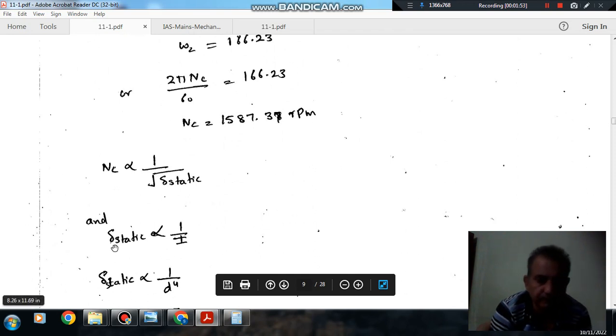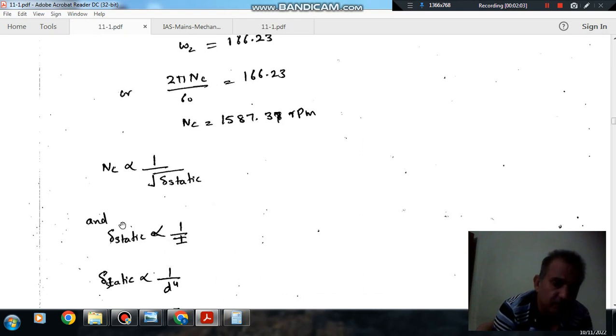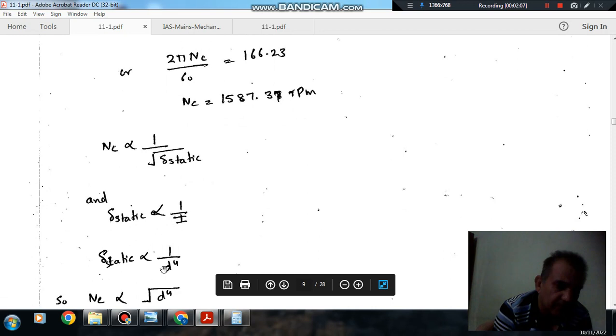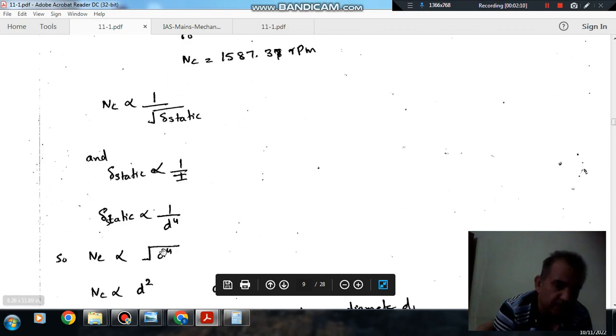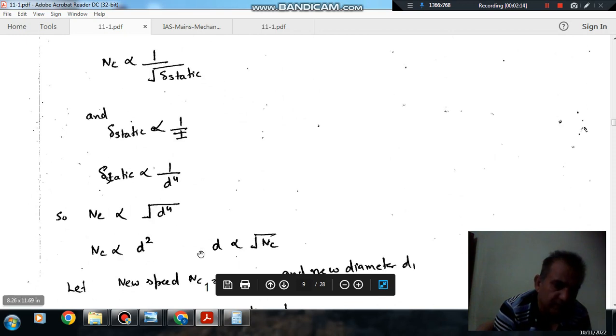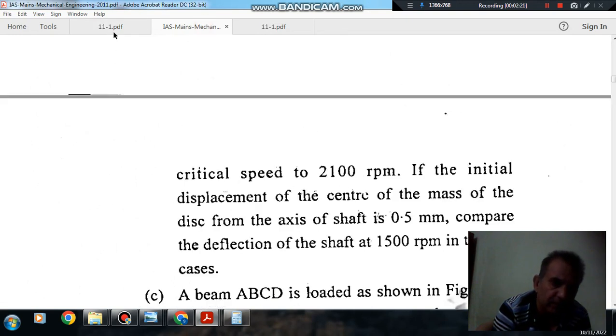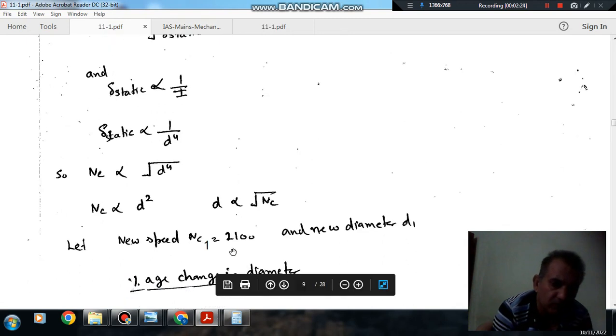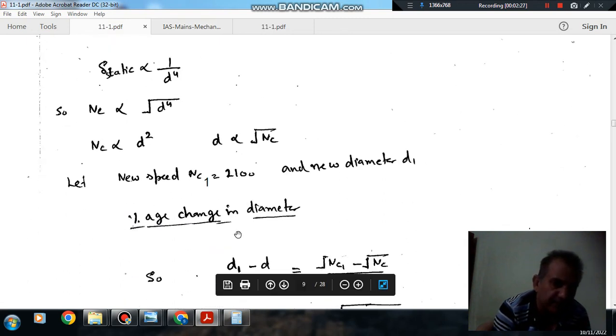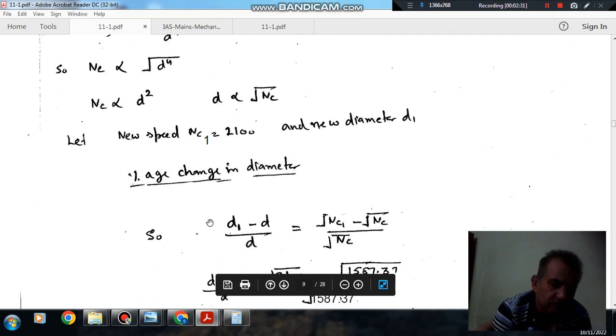And in case of a beam, the formula for static deflection is WL cubed by 48EI, or WL cubed by 3EI in a cantilever. So it is inversely proportional to I, and I is directly proportional to D to the power 4. So it means Nc is directly proportional to root of D4, or Nc is directly proportional to D squared, or D is directly proportional to root Nc. Now it is given that the critical speed is changed to 2100 rpm. So the new critical speed is 2100 and the new diameter is D1. So the percentage change in diameter is (D1 minus D) by D, into 100.